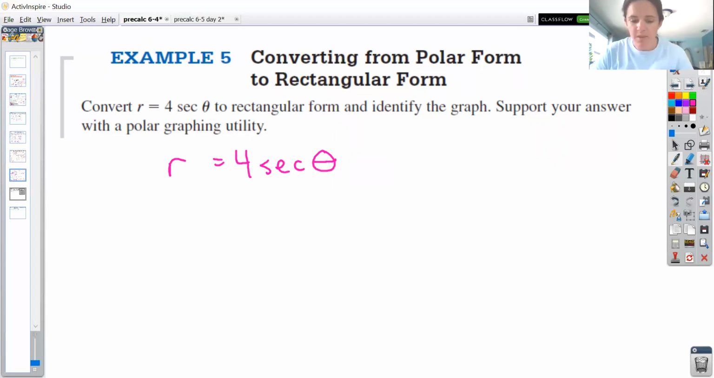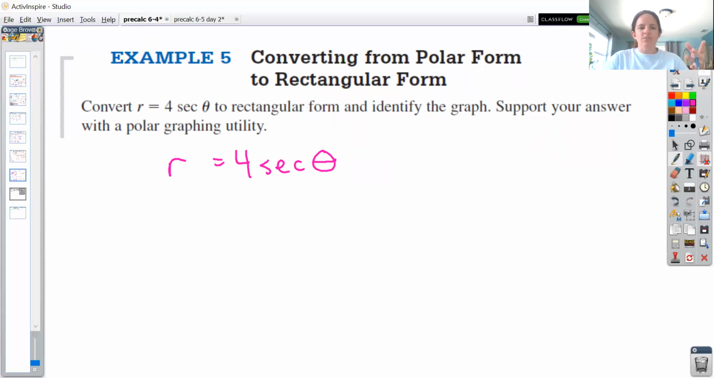into some sort of form that either has r squared in it, because I know r squared is x squared plus y squared, or if I had r times the cosine of theta, I know that that's x, and r times the sine of theta, I know that that's y. And so if I can get it into any of those forms, then I can convert.